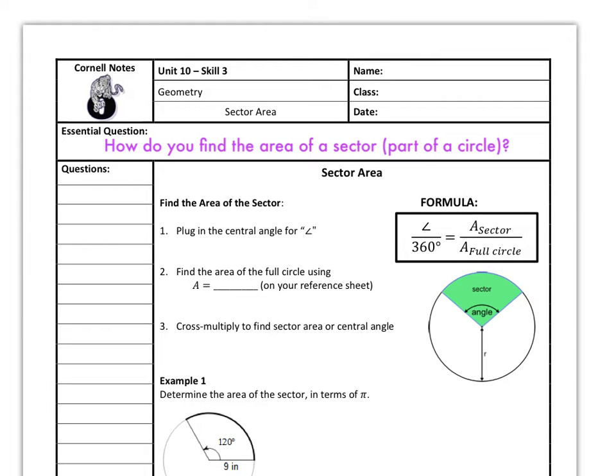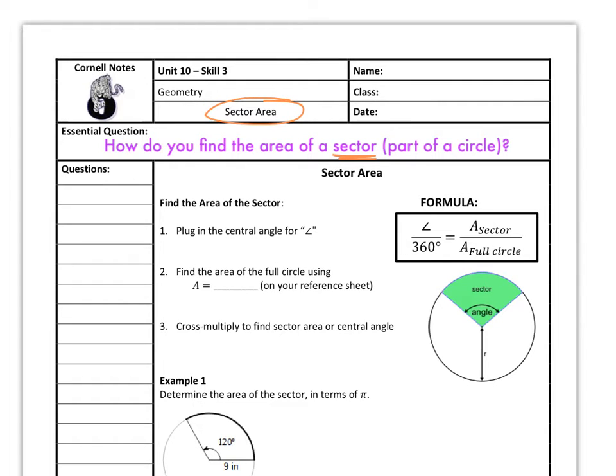Hi there, this is Miss Wesley, and we're going to do Unit 10 Skill 3 today, which is all about sector area. So our essential question for today is, how do you find the area of a sector, or just part of a circle? So we talked about the word sector before. Again, sector means a portion of a circle.